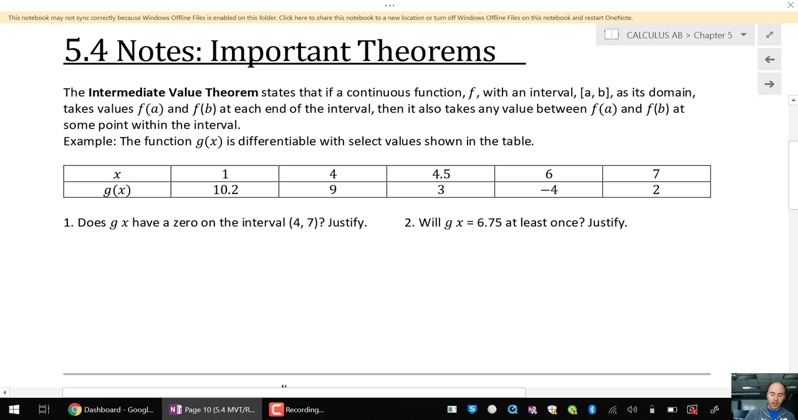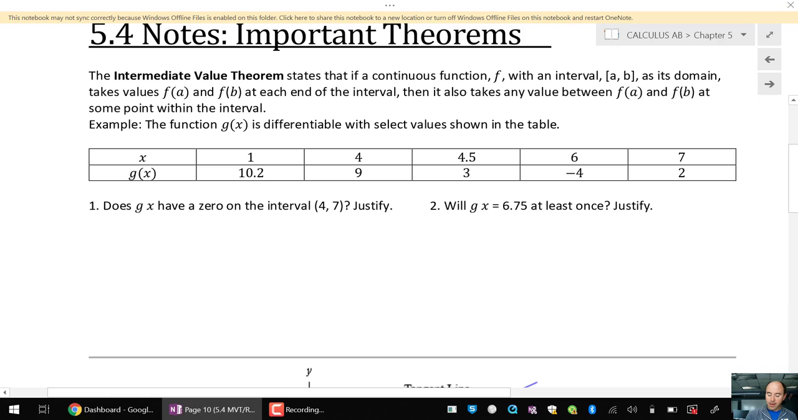For example, look at number one. Does function g have a 0 on the interval between 4 and 7? So if you look at 4 and 7, I have an output of 9 and then an output of 2. If I just go on those points, I can't guarantee. But if you look at this, I actually hit a negative output here at g of 6. So I might say something like, yes, this will be guaranteed. And we have to state that g is continuous.